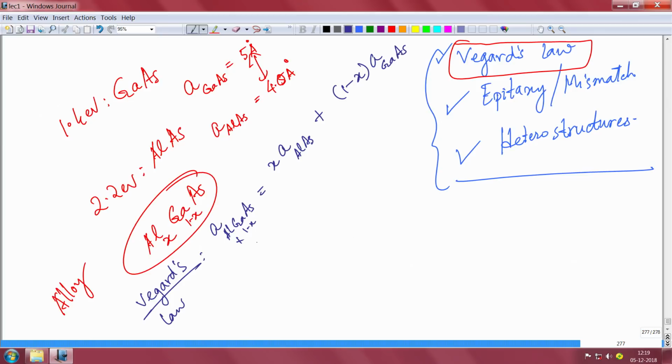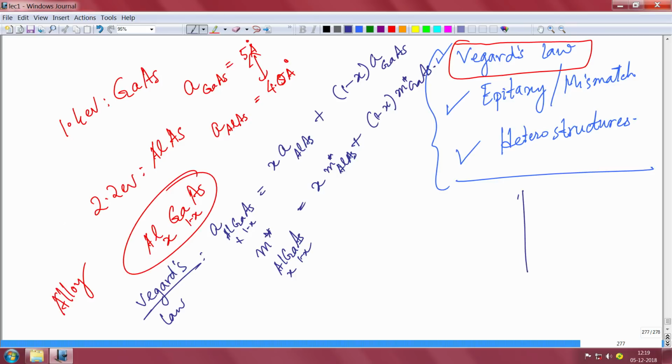The same thing can be done, for example, with effective mass. If you have an effective mass of aluminum gallium arsenide, Al x Ga 1 minus x As, it will be x times the effective mass of aluminum arsenide plus 1 minus x times the effective mass of gallium arsenide. So it is a linear interpolation, okay.